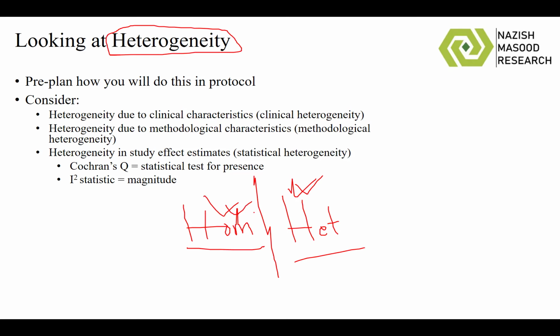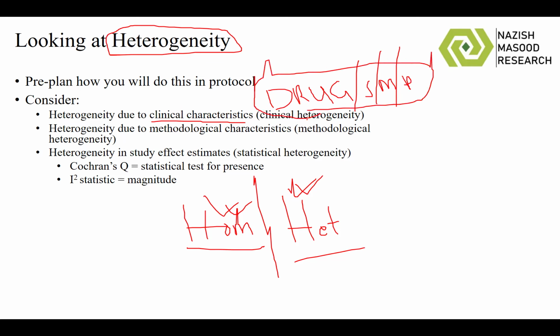Now, heterogeneity can be based on clinical characteristics. So for example, say you are testing a drug in the primary study, and those drugs are clinically very different. So you cannot compare those drugs, or maybe there is a surgical intervention, or maybe there is a medical intervention, or maybe there's a psychiatric intervention, and those interventions are non-comparable with one another clinically.